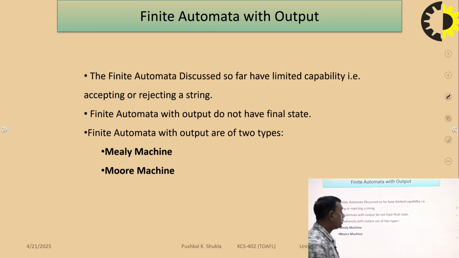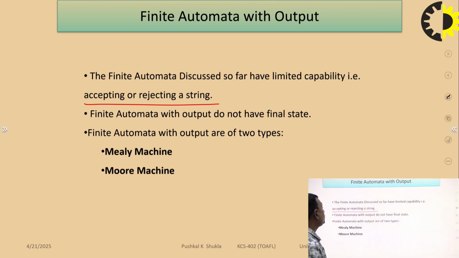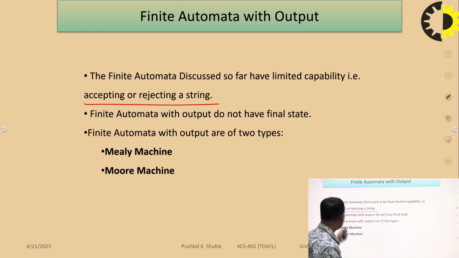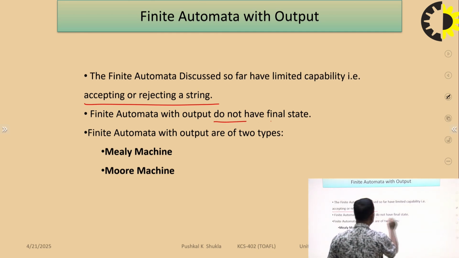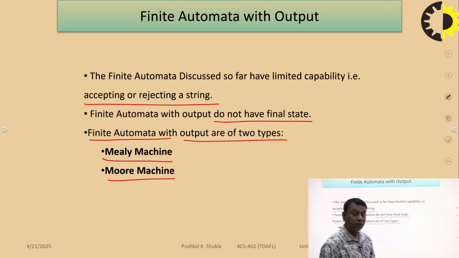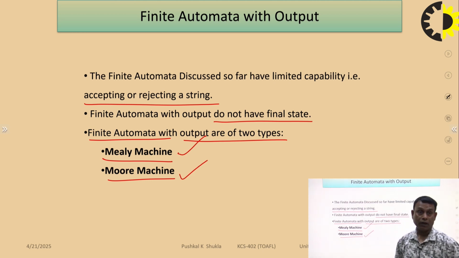So finite automata, DFA and NFA, have limited capability: accepting or rejecting a string. In the case of NFA and DFA, we have seen there are final states for accepting or rejecting the strings. But finite automata with outputs do not have a final state. Finite automata with outputs are of two types, a Mealy machine and a Moore machine. Basically, this type of finite automata produces outputs.